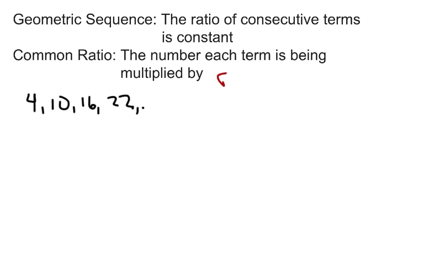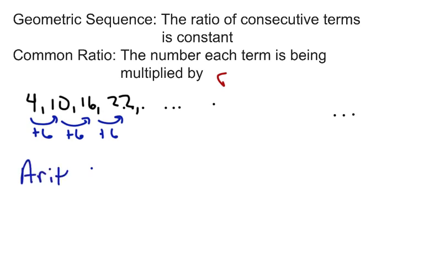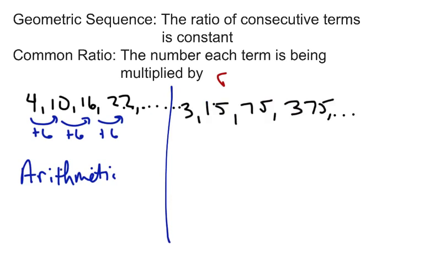So when we look at this sequence 4, 10, 16, 22, to get from 4 to 10, we're adding 6. From 10 to 16, we're adding 6, and we see that every time we're adding 6. We are dealing with the same number every time, but because we're adding the same number every time, that's what makes it arithmetic, not geometric. But when we look at 3, 15, 75, 375, as we go from one to the next, we're multiplying by 5 every time. And that's what makes this one geometric.